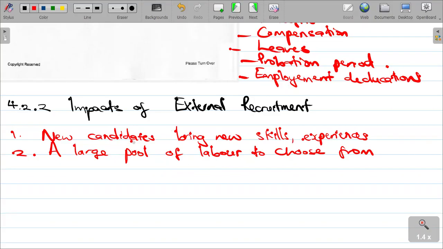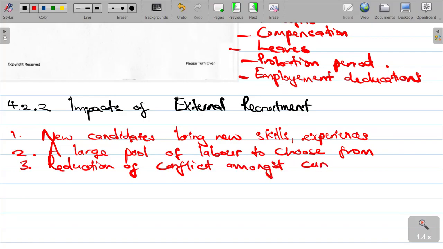Reduction of conflict amongst current employees.